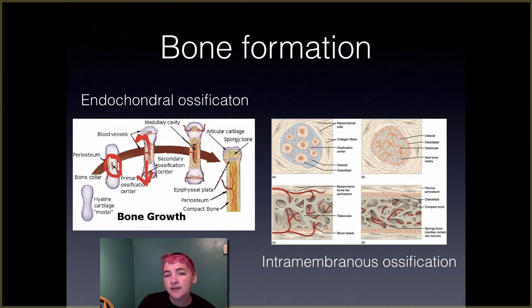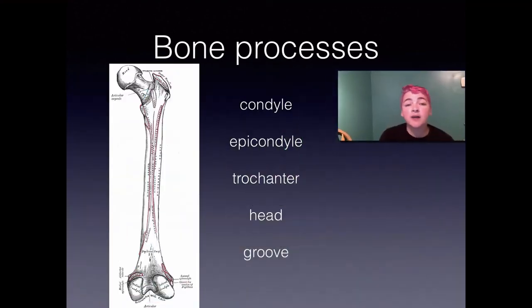Intramembranous ossification is the formation of flat bones. Flat bones are formed in between layers of tissue. Let's take a look at some bony processes. We're going to look at generalized processes now. As we are going through the different bones, you will need to know the specific names of some of these bony processes.